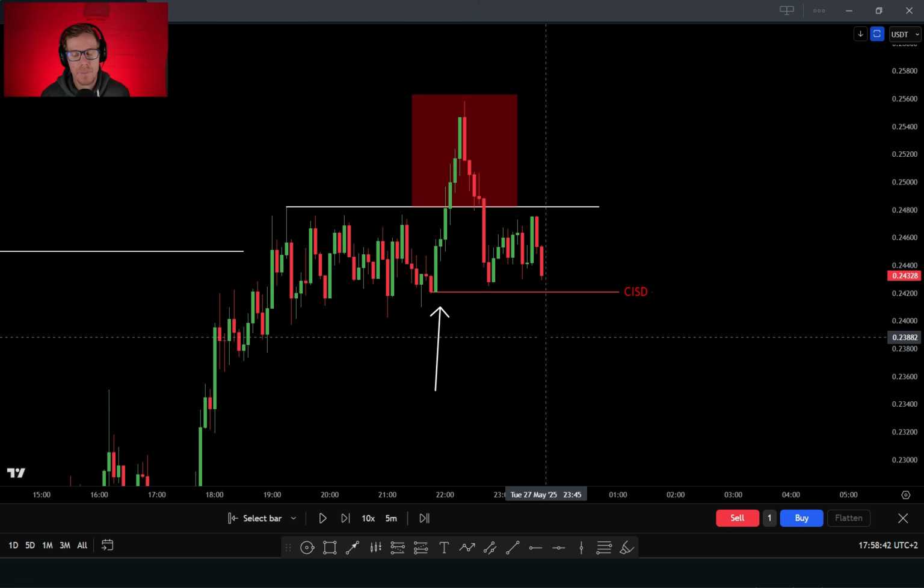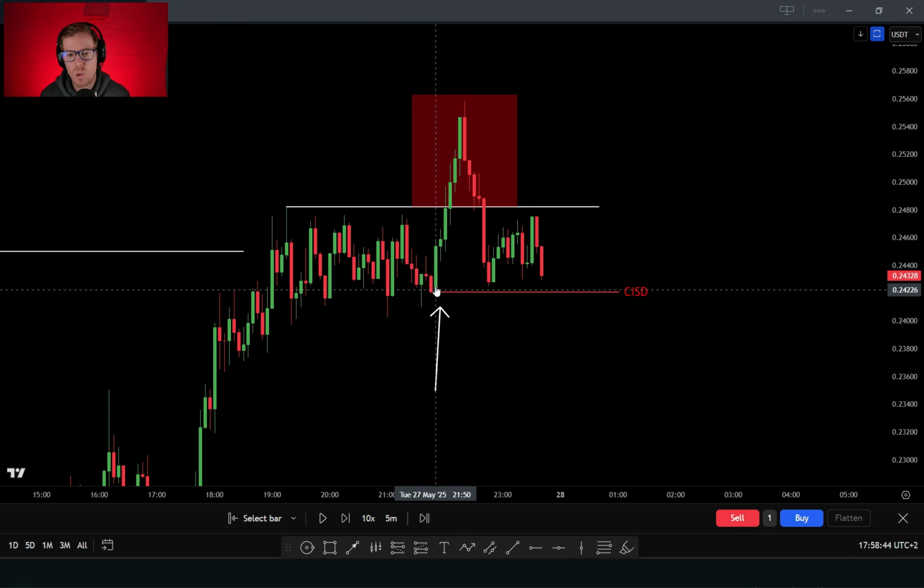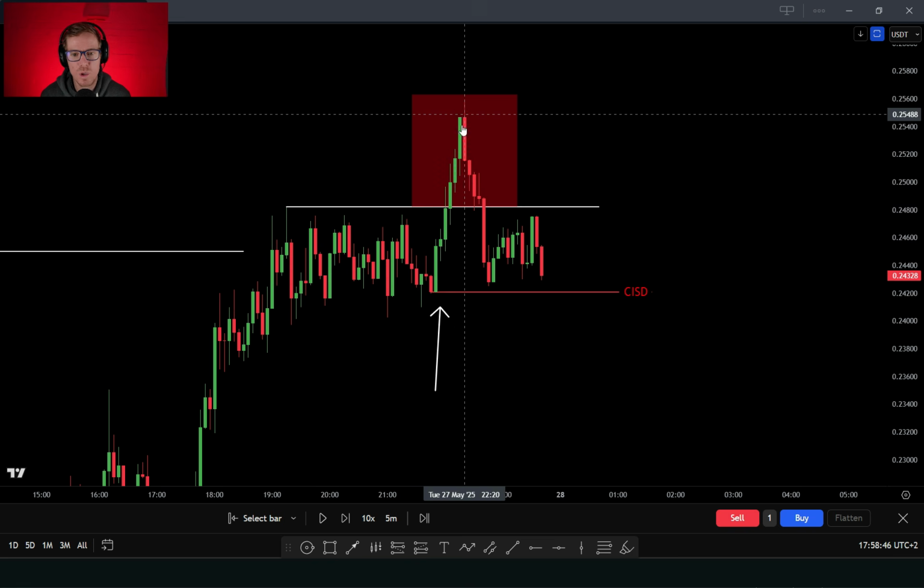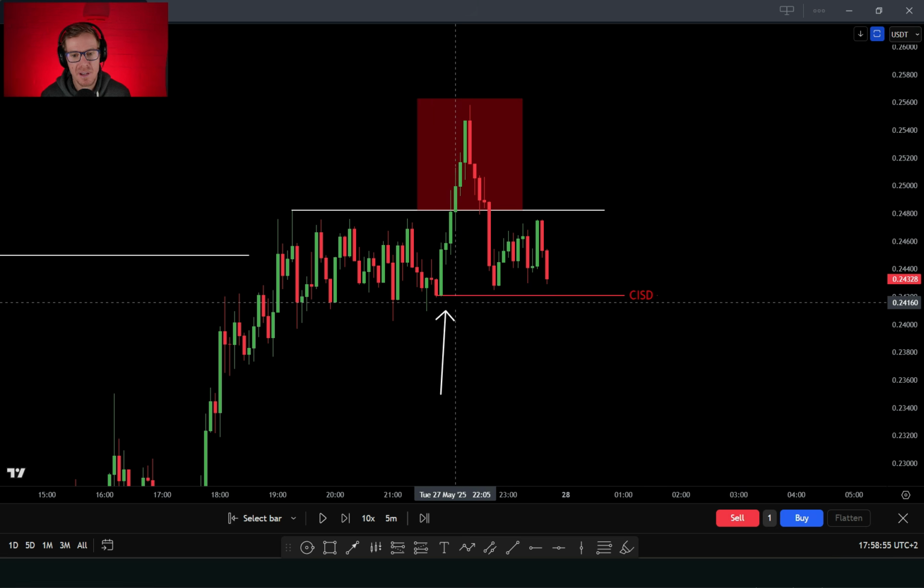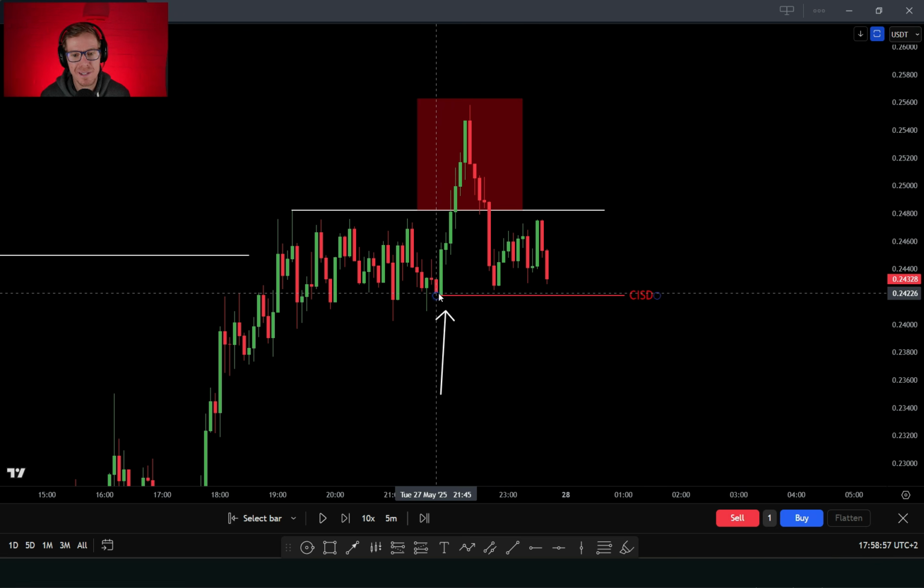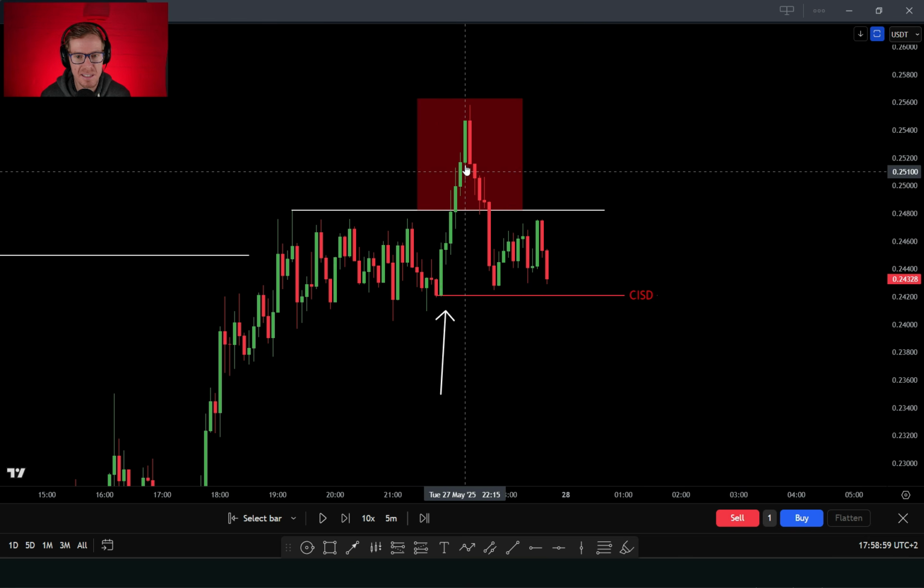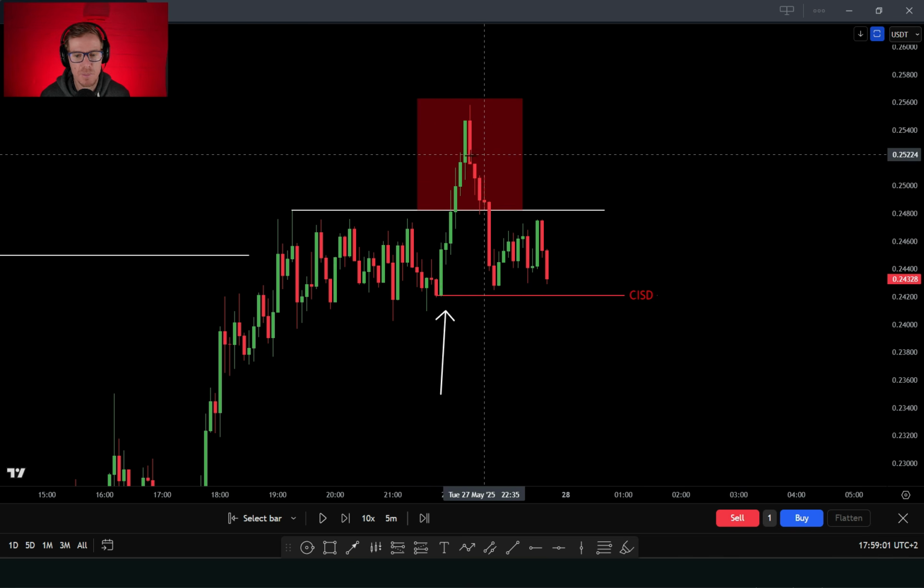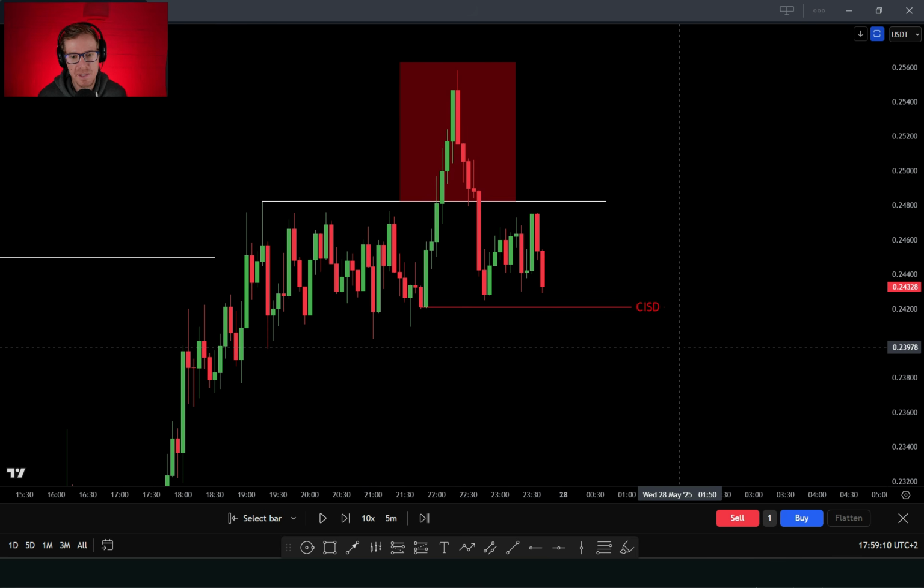So now all we need to do, we have all our criteria met, is we want to mark out the CISD. The CISD is the candle or series of candles that caused this manipulation run. It's very clear that this was the candle or series of candles that manipulated these highs and took out these stop losses. We mark out this level, and this becomes our CISD level. These are very strong entry confirmation levels. And if price breaks this level, it confirms this reversal and confirms this manipulation.